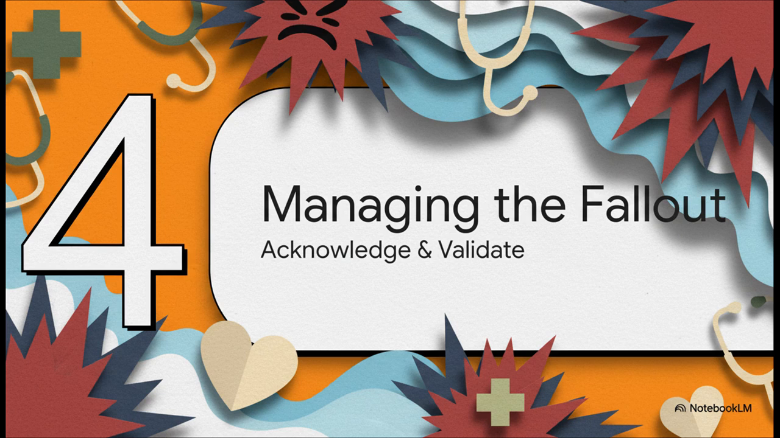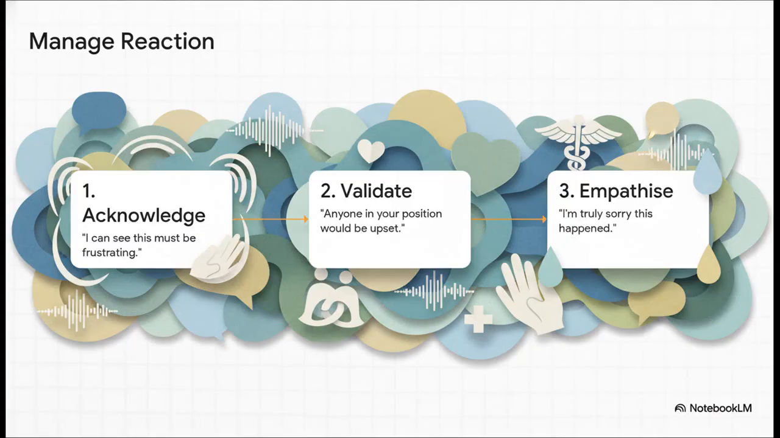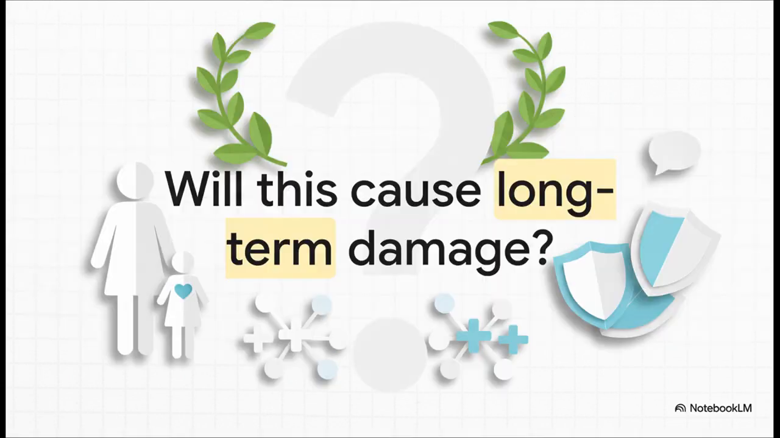Okay, now for stage 4. Your job now is to manage the parent's reaction. You can expect them to be angry, worried, frustrated, and you need to be ready to handle that constructively. This 3-step model is your best friend here. First, acknowledge their feeling. Second, validate it. Tell them it's a completely normal reaction. And third, empathize by sincerely repeating your apology. The most important thing is to not get defensive. Just use this framework.